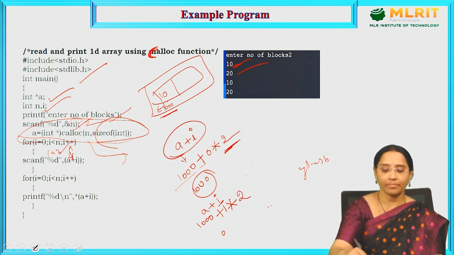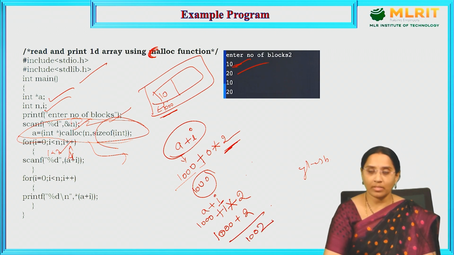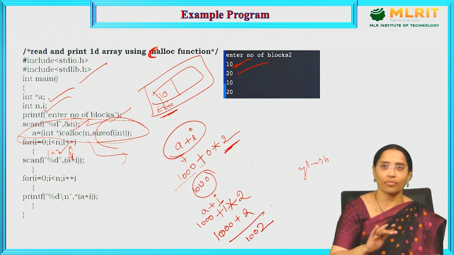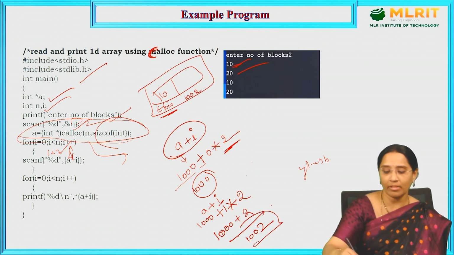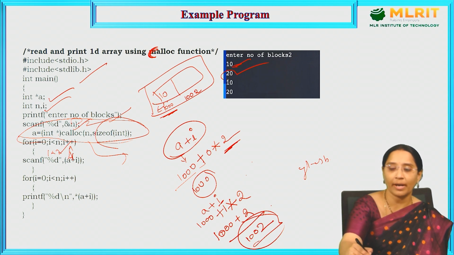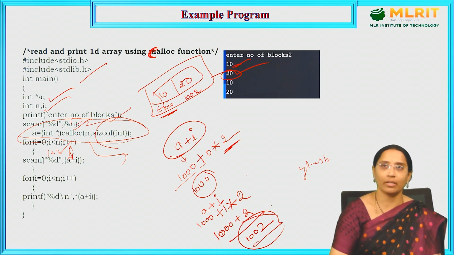1000 plus 2, so it is 1002. Integer takes 2 bytes. The starting address is 1000, so after 2 bytes the next data will be loaded here. It is 1002. So at the 1002 location, it is asking you to enter the next value, which is 20. So now I have entered 20.